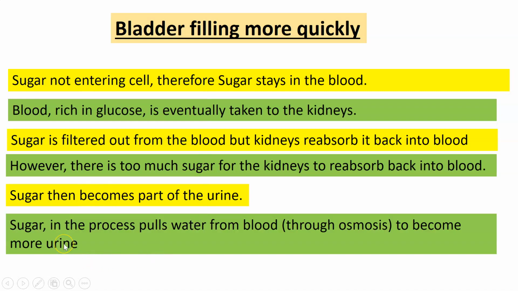Now, sugar, remember what I said, anything that dissolves in water, in a fluid, is a solute, okay? And anything that does dissolve, what it basically does, it pulls water towards itself. So because sugar becomes part of the urine, sugar then pulls the water into the bladder. So it pulls the water from the blood again through osmosis to become part of the urine.